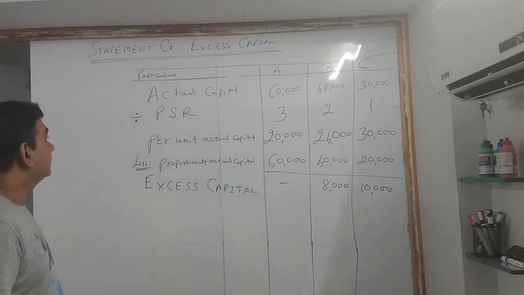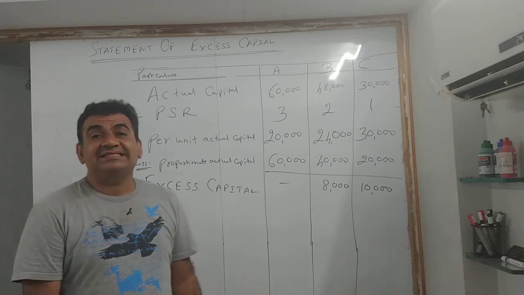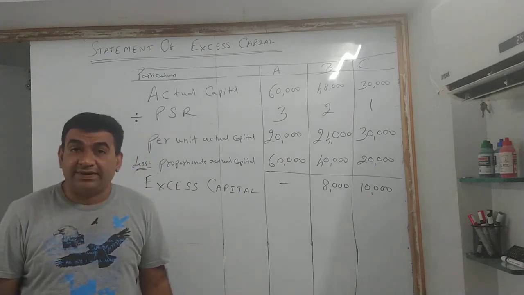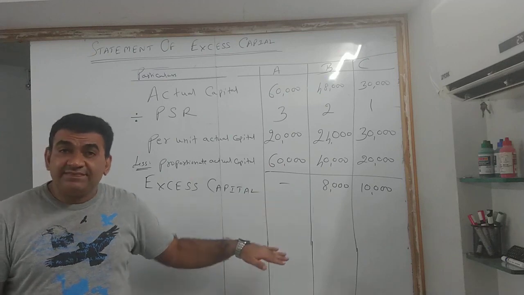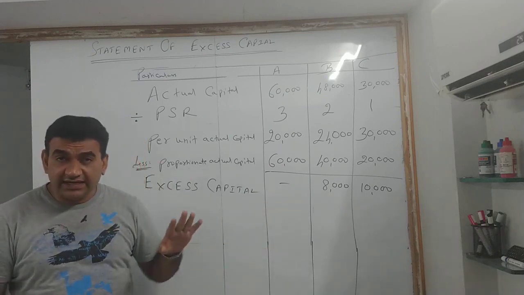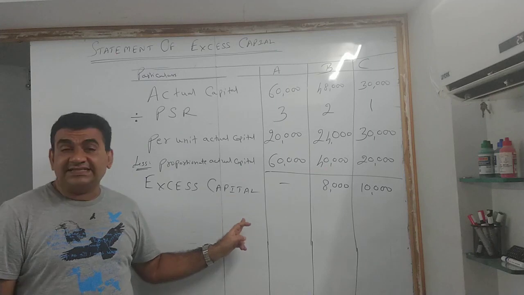What you get is called excess capital. Got it? This is the first step. The next step is the repetition of this. Clear till here? So what you get is excess capital.